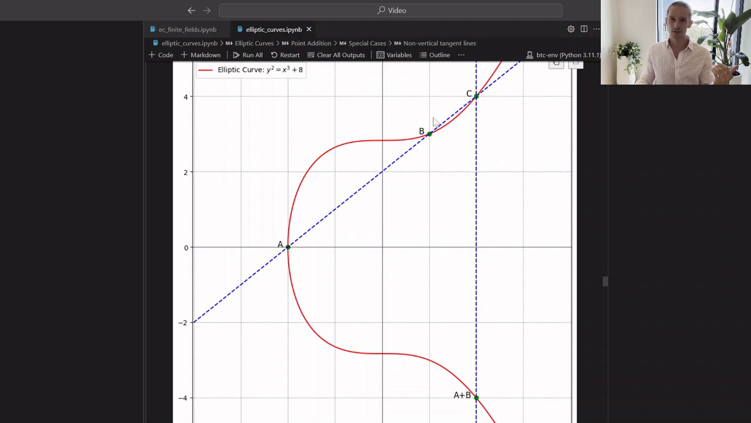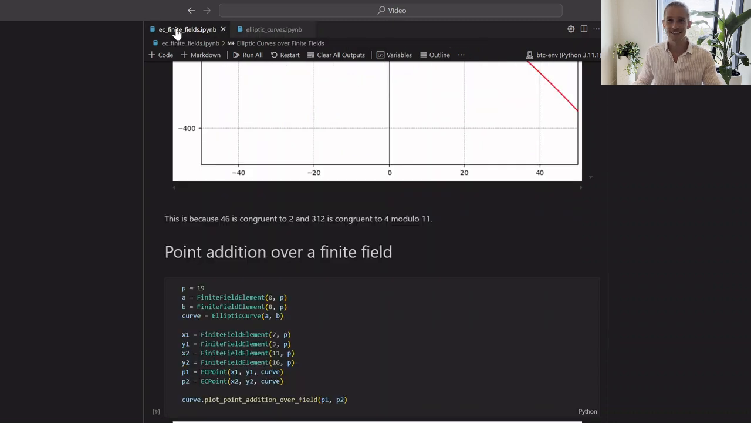We talked about this in the previous video. There's a mathematical proof for that as well. But anyway, we find the third point where this straight line intersects again and then flip over the x-axis. And remember, the x-axis here is the axis of symmetry. Where that point then ends up is basically the inverse of the third intersection, and the result of A plus B is down here for elliptic curves over real numbers. Now for elliptic curves over finite fields, the logic is exactly the same, it just looks slightly different.